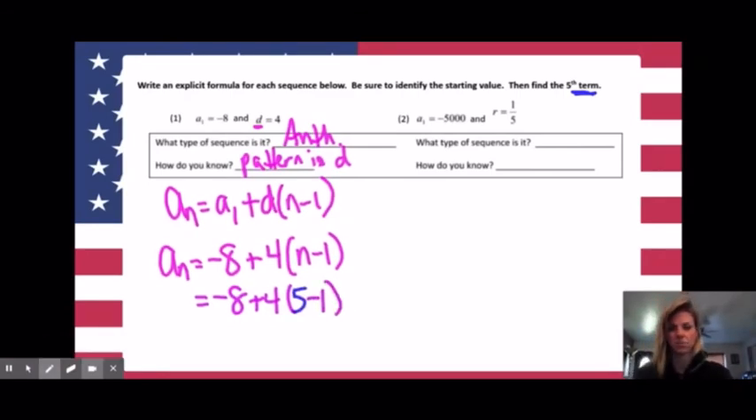And in my calculator, I'm just going to do that in one step. Negative 8 plus 4, parentheses, 5 minus 1. And the fifth term is 8. Let's look at the one next to it.